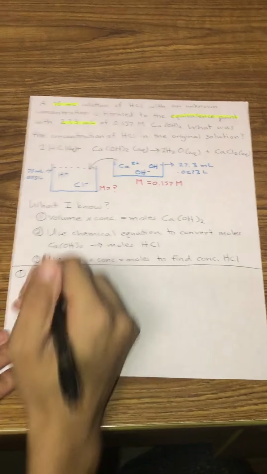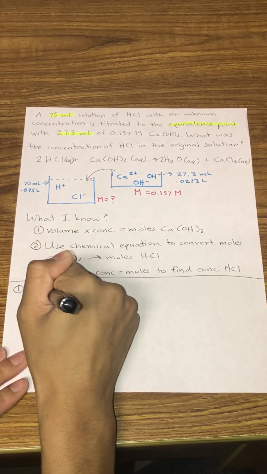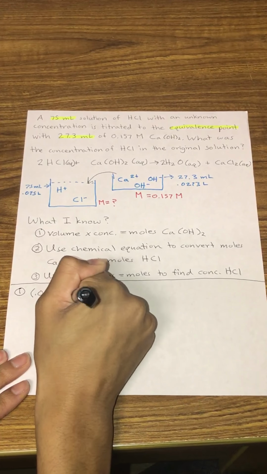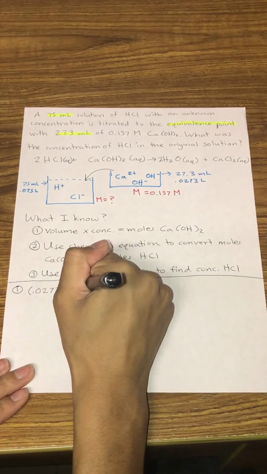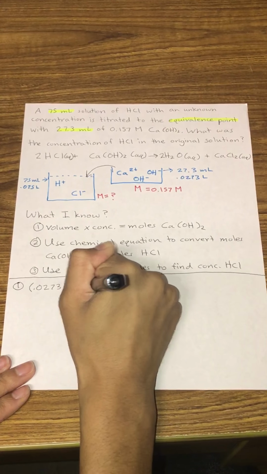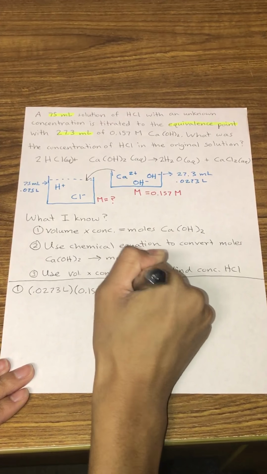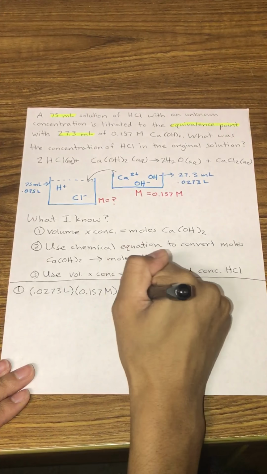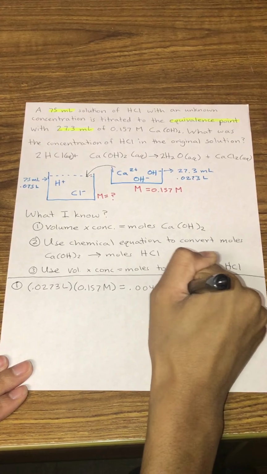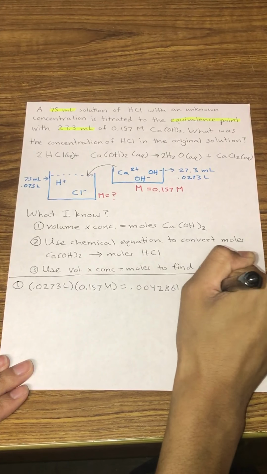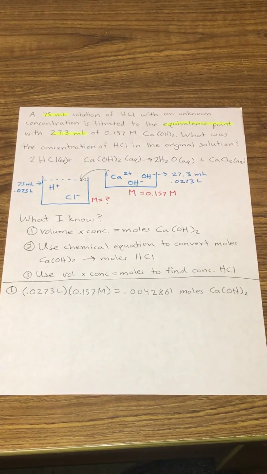So we know we have 0.0273 liters of calcium hydroxide solution times the 0.157 concentration, which will give us 0.0042861 moles of calcium hydroxide.